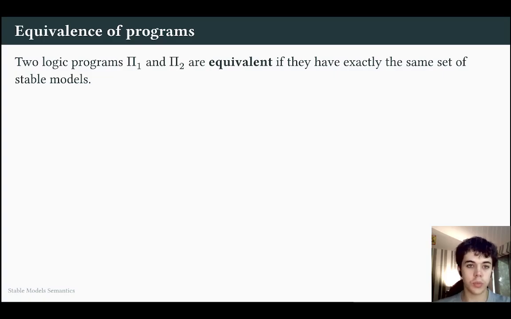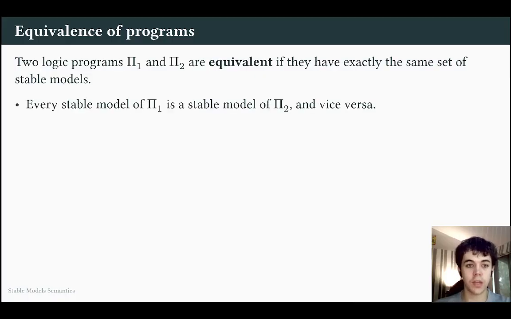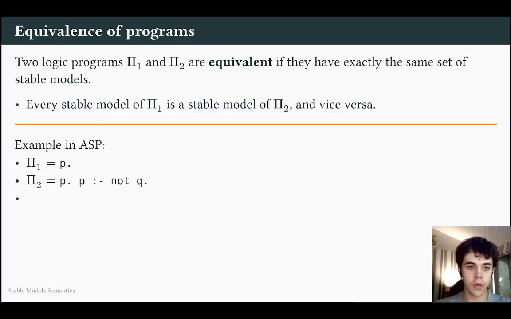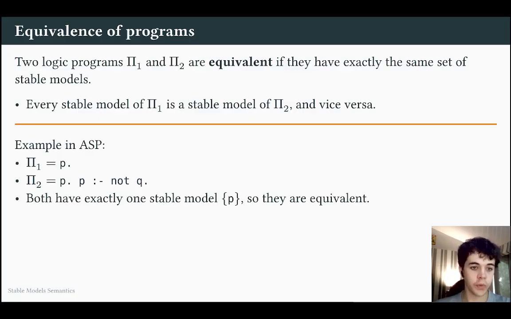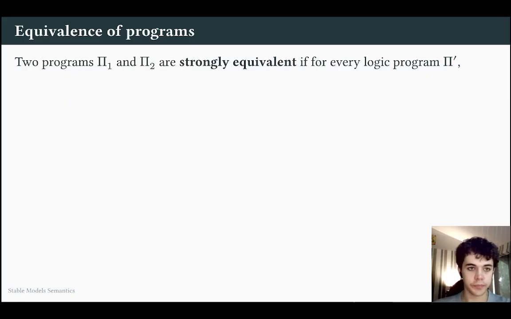Now, two logic programs pi1 and pi2 are equivalent if they have exactly the same set of stable models. So every stable model of pi1 is a stable model of pi2 and vice versa. Here's an example in ASP with two programs. Pi2 is the same as pi1, but it has one extra rule, and both have exactly one stable model, which is just P, so they are equivalent.